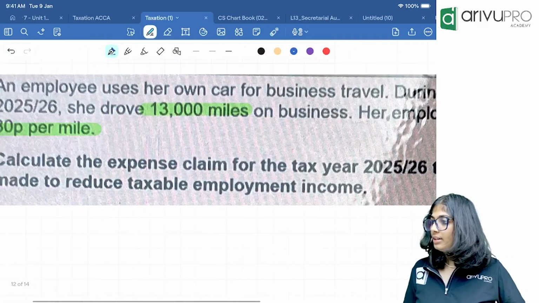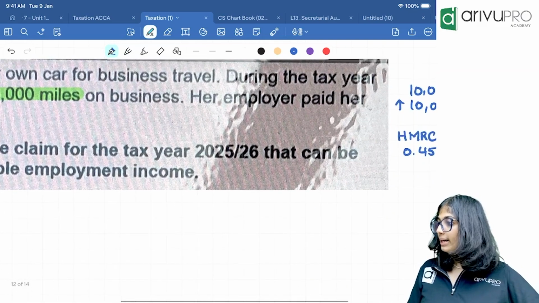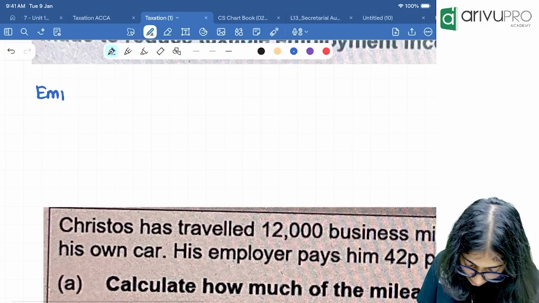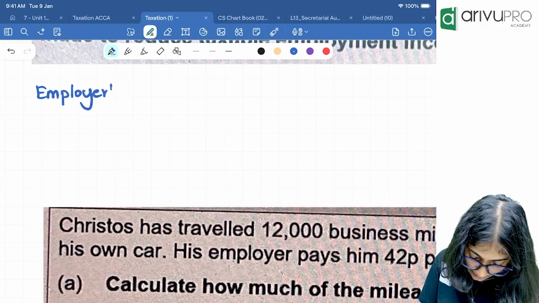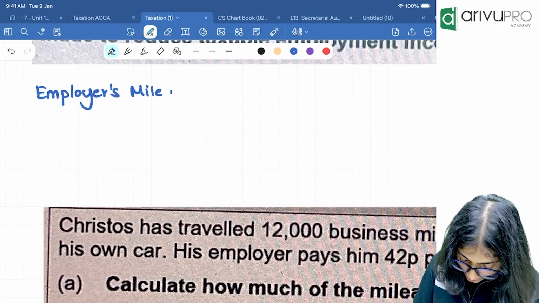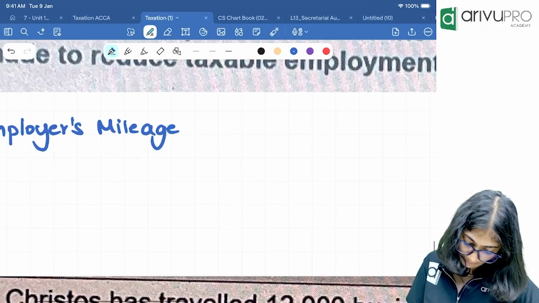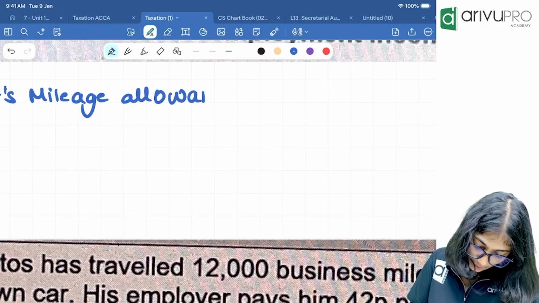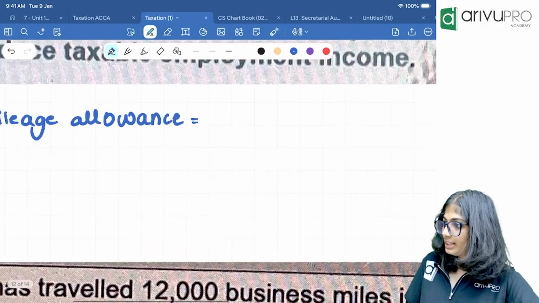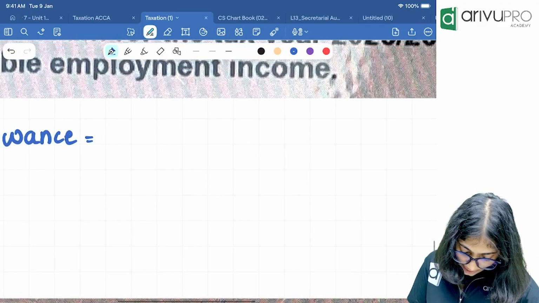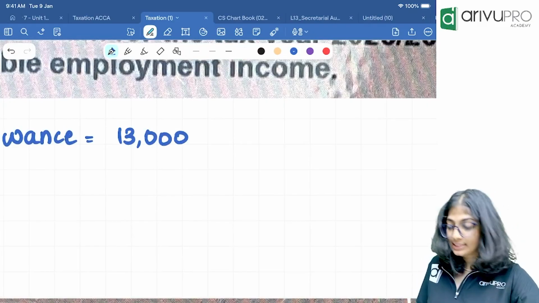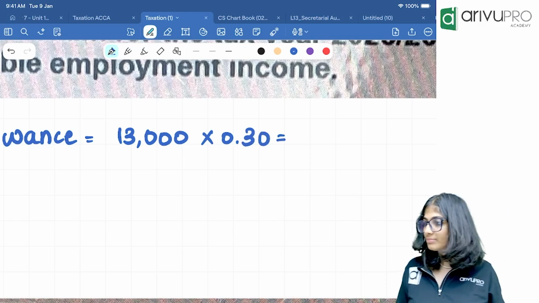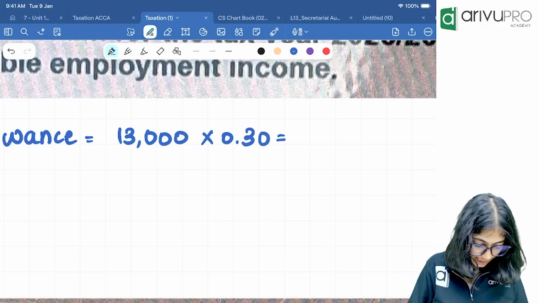But wait, the employer also provided some kind of mileage allowance. Let's see, according to the employer's mileage allowance, how much benefit she is getting. What's written here? The entire 13,000 miles that she drove for business, she is going to get 0.30. So 13,000 into 0.3.